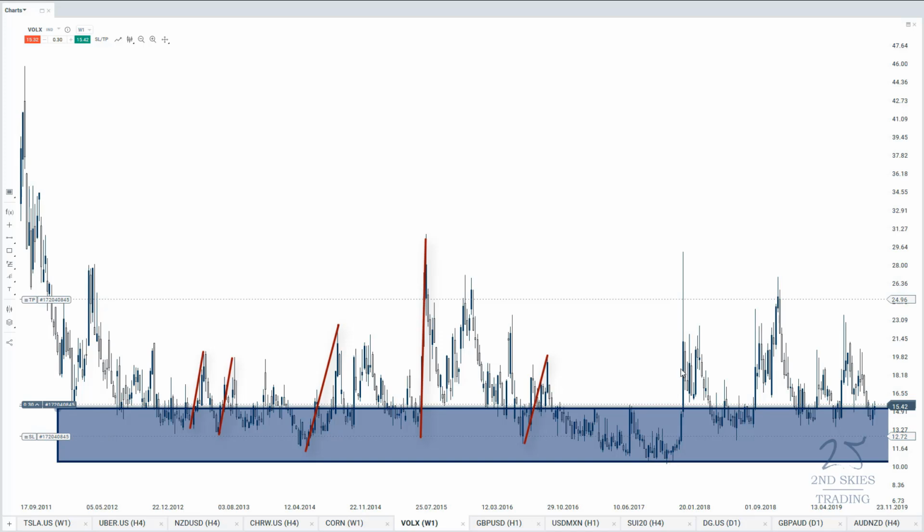Here's the deepest penetration, but then look what happens. Big spike up from the bottom of the zone. And again, back into the zone and up. Into the zone and up, into the zone and up.